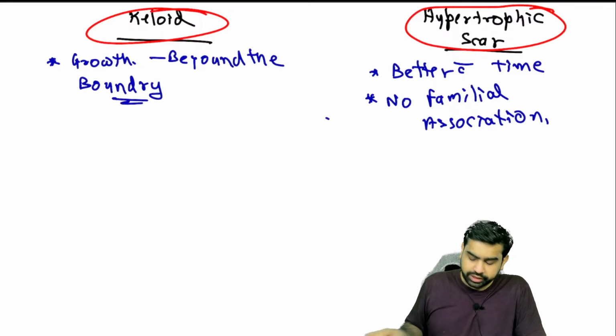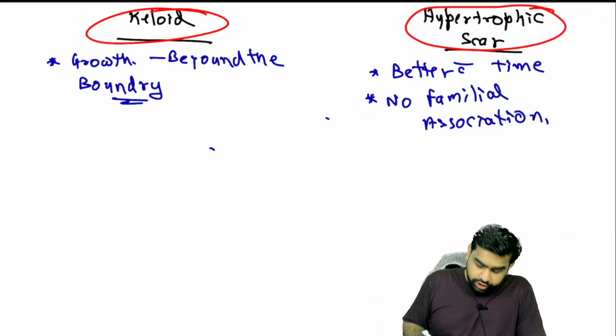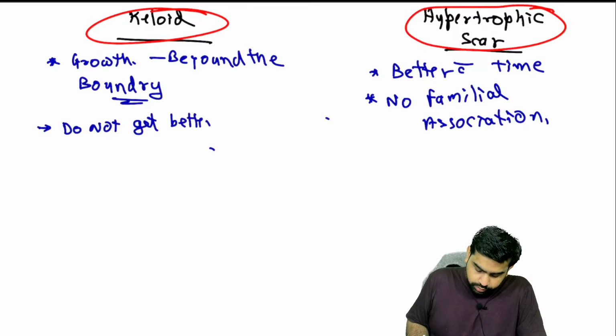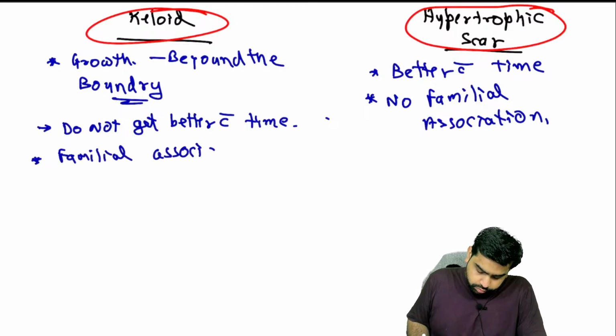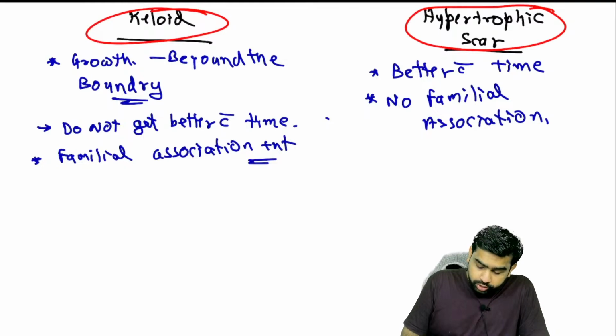That is what is called a keloid. Okay, and this has a family predisposition. It doesn't get better with time, and this has a familial association. Familial association is present in these particular patients. So that's all you need to understand. Now, what about the management?